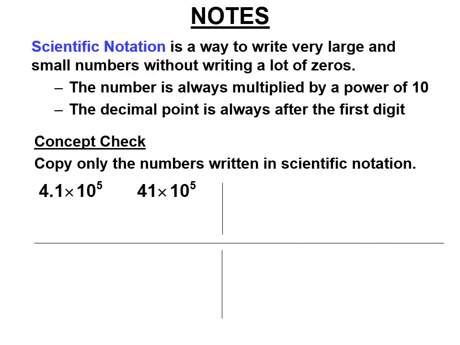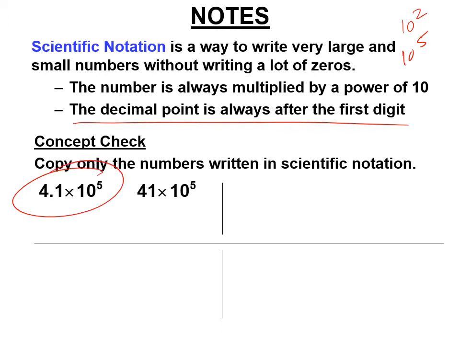All right. So scientific notation is not hard, but it has a lot of rules. And here they are. So the number always is multiplied by a power of 10, as in 10 squared, 10 to the second, or 10 to the fifth. And the decimal point, this is the key one, is always after the first digit. So which of those numbers is not in scientific notation? Copy the one that is. There's the one with the decimal after the first digit. It will always start with 1 through 9, always.